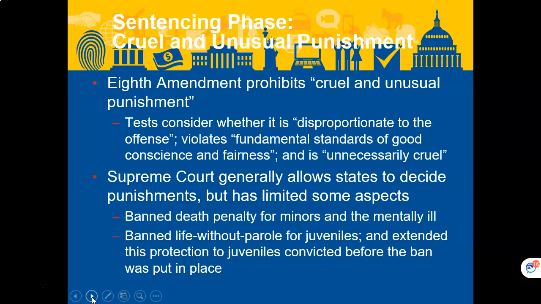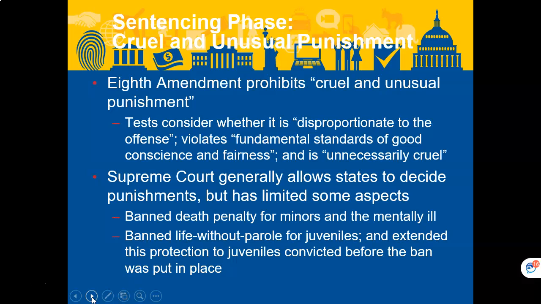What does cruel and unusual punishment mean? We didn't get any direction from the founders as they were writing the Bill of Rights, because all they said is you can't have cruel and unusual punishment, you can't have excessive bail, you can't have excessive fines. So really that left it up to the courts to interpret what that meant.